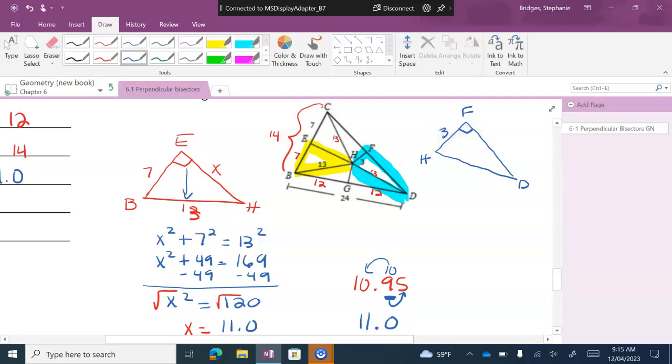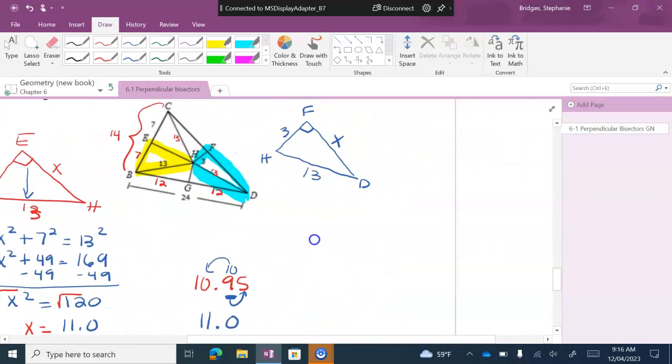FH they said was 3. HD they said was 13. We want to find FD. It is not congruent to GD. BD. Oh, okay. No, because the sides of the triangle aren't the same. Not with perpendicular bisectors anyway. Does everybody see where I got that triangle from and where I got all those figures from? All right, so we're going to call FD X.